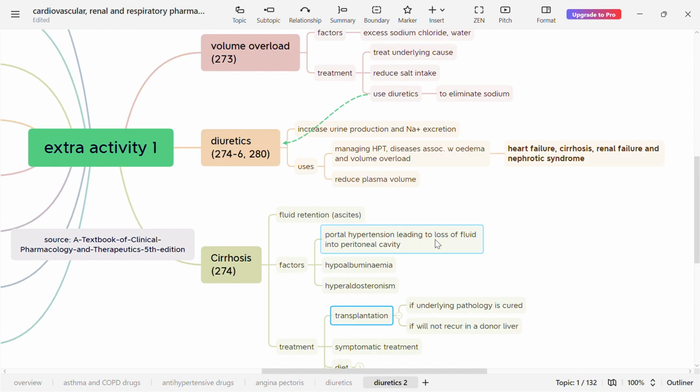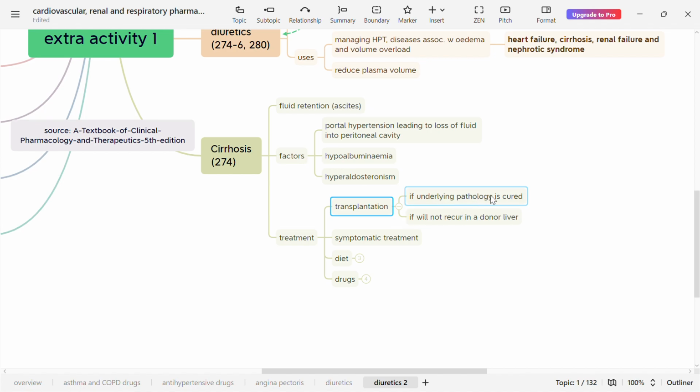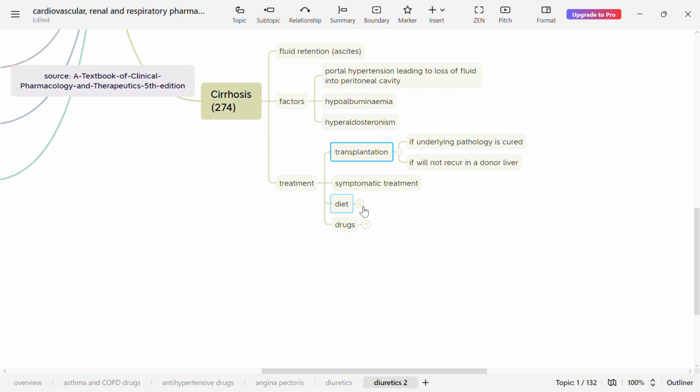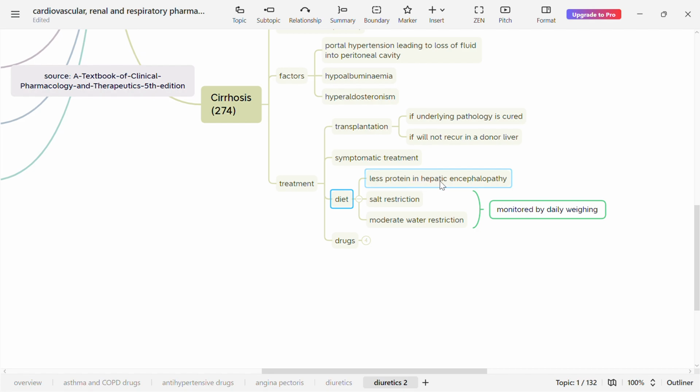So for transplant, we have to ensure the underlying pathology is cured, and only then will we carry out the transplantation. And also, if the event will not occur again in the donor liver, then only we will do the transplantation in the patient with cirrhosis. And then for diets, less protein in hepatic encephalopathy, and also we have to restrict the salt intake as well as a moderate water restriction. And both of these are monitored. We can use daily weighing to ensure we achieve our goals in controlling salt restriction and also water intake for cirrhosis conditions.